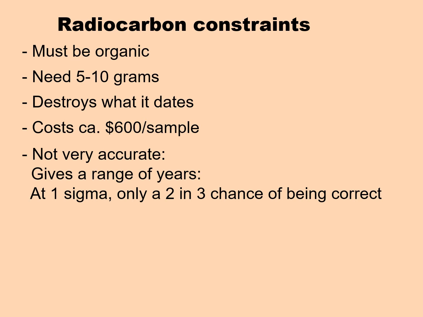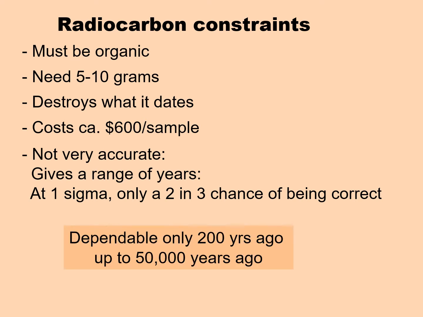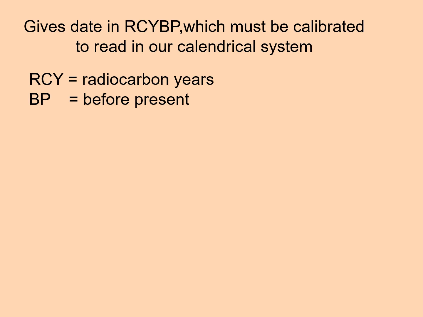What you get back is only a range in years. And at the 1 sigma, you get only a 2 in 3 chance of being correct. It's dependable for only from about 200 years ago up to 50,000 years ago. The date that you get back is in radiocarbon years before present, which are not the same as our calendrical system years, so it must be calibrated to read in our calendrical system.